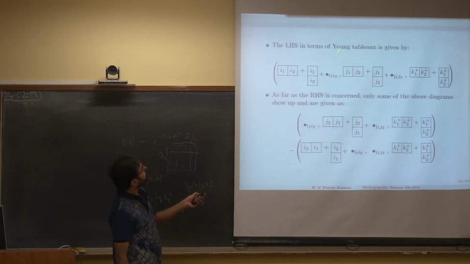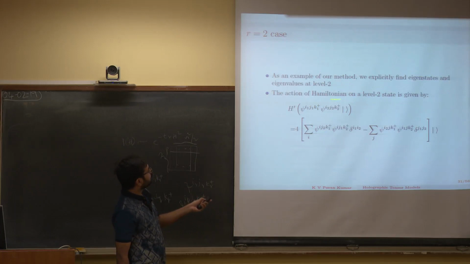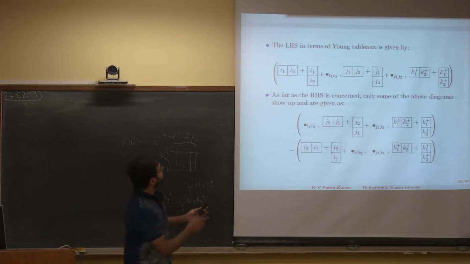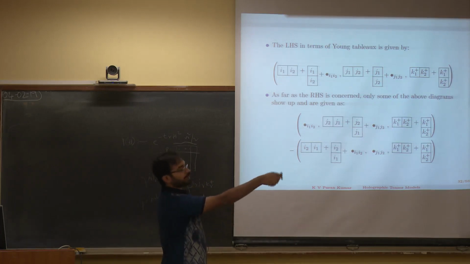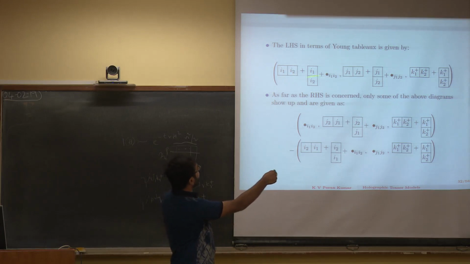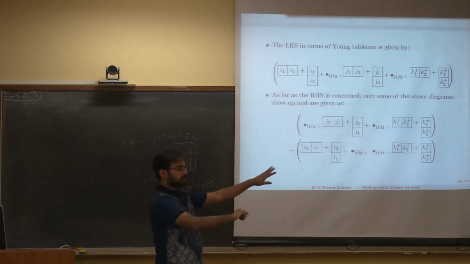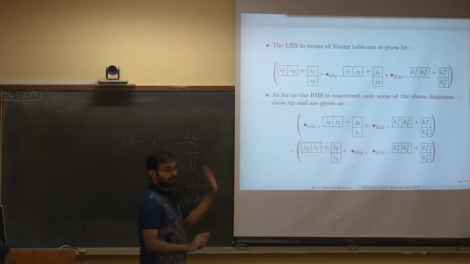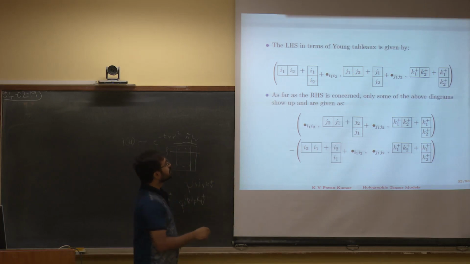And in the Young tableau language, the left hand side has this form, where I've just expanded the tensor products. And here various states correspond to choosing each one of them. For example, if you choose this, it will correspond to a state, and say this will correspond to some other state. There are many states possible here. And a similar thing can be done for the RHS, and it is given by this.